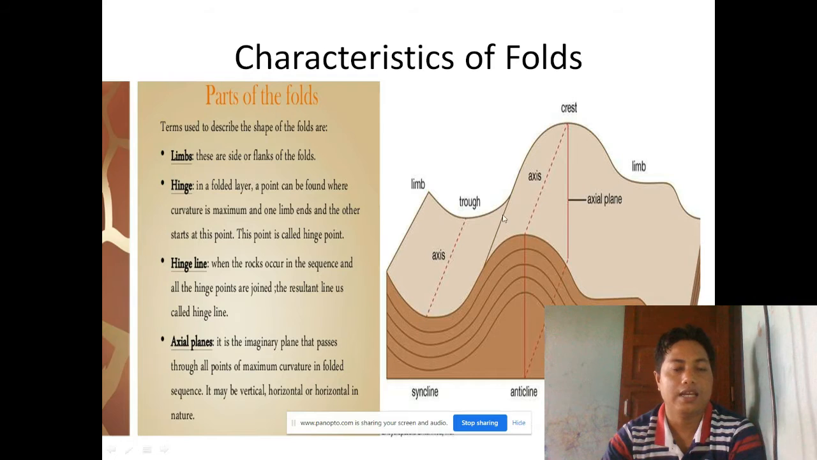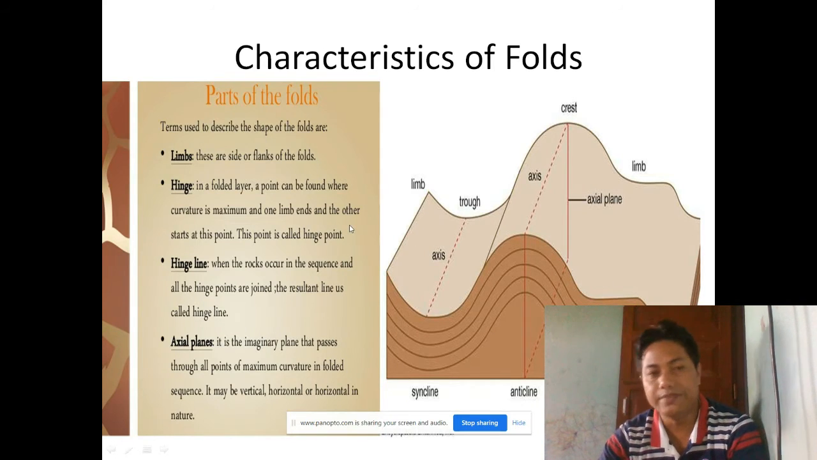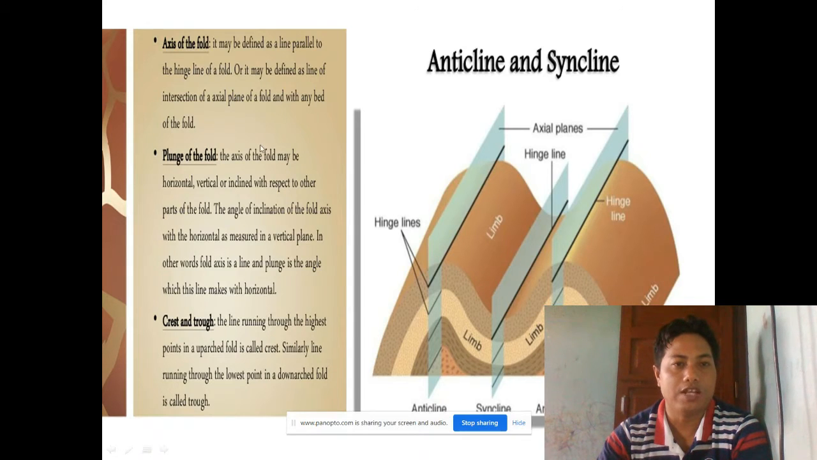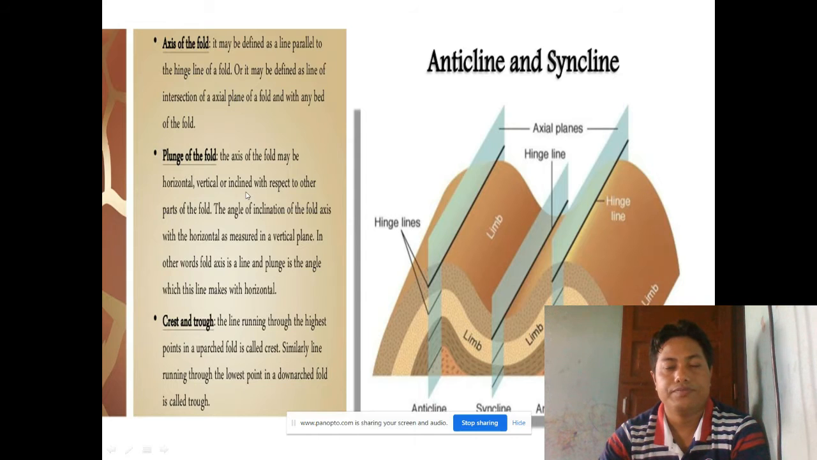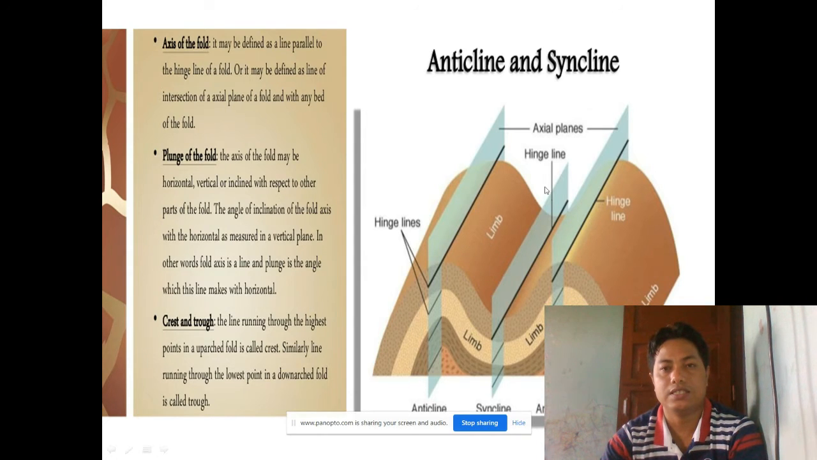So there are different types of folds. You have the plane of the fold, axis of the fold, crest and trough. Of course, if they tell you to explain folds, you must explain some characteristics of folds. This is called the hinge line, and both sides are called the limb. The axis is this, and the upper part also has an axis. So you can do this kind of rough drawing.